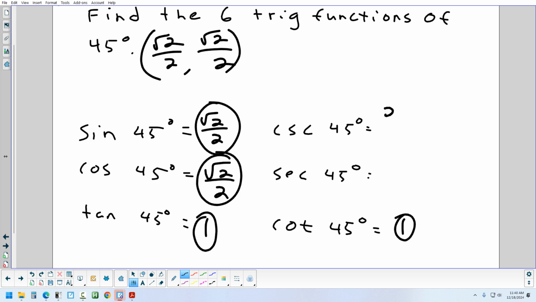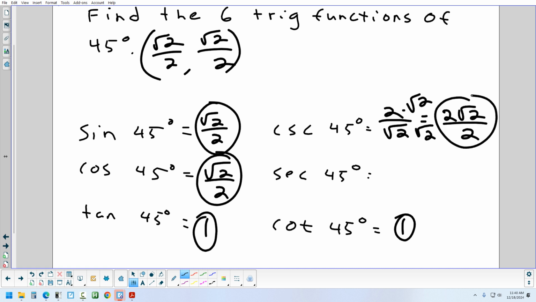Flip it. So you get 2 over root 2. But then when we fix it, you're going to multiply the top and the bottom by square root of 2. That gives you 2 square root of 2 over 2. But what cancels out there? The 2's. So when you flip root 2 over 2, you just get root 2.